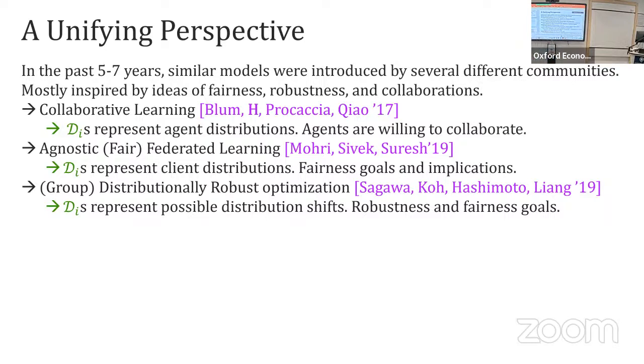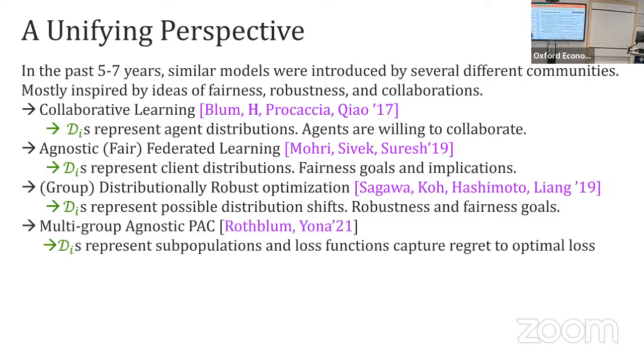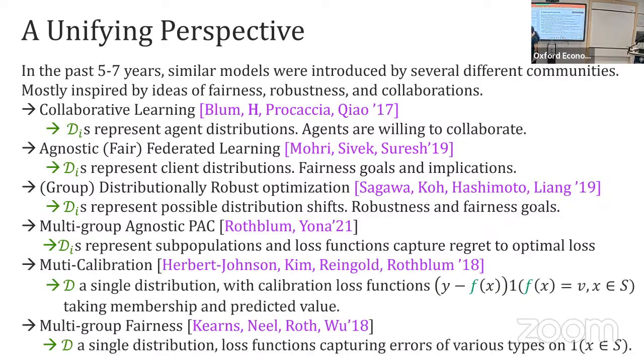The idea here is that these D_i's don't represent different groups of people. They're more like different potential futures in which I want to deploy my model, and therefore I want it to be robust to these different possible futures. There are multiple other works. These three are different ways, all related to multi-group fairness, calibration, agnostic PAC learning, and a bunch of other things. They fall exactly in the setting I was talking about.